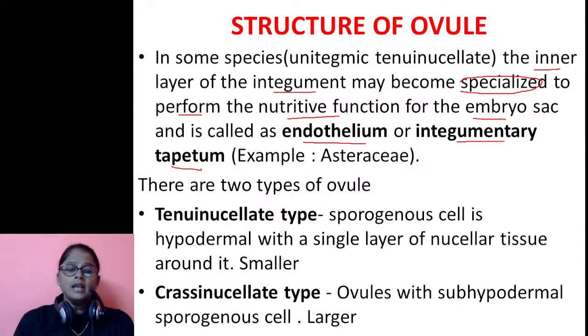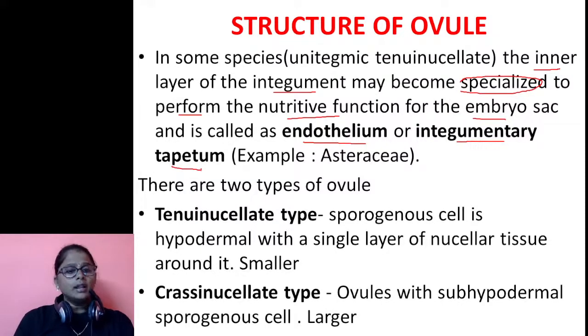Like the same, the inner layer of the ovule, that is the integument, inner integument, sometimes in some of the species becomes specialized. They have special functions. So they will be storing the food material and they will provide the nourishment to the embryo sac. And such a type of integuments are called as endothelium or integumentary tapetum. So the example for this type of special integuments are seen in the Asteraceae family.